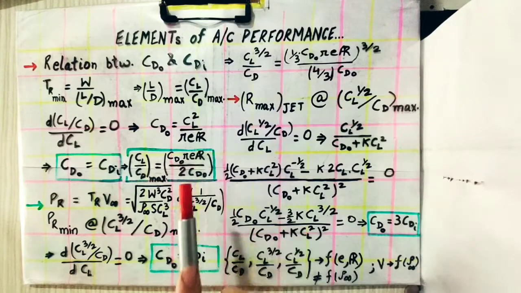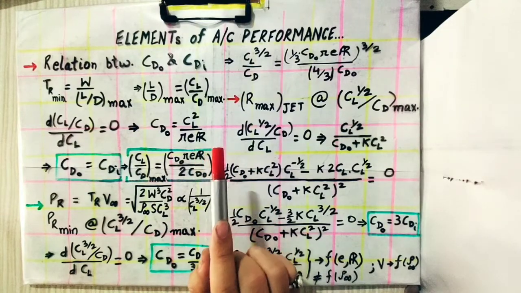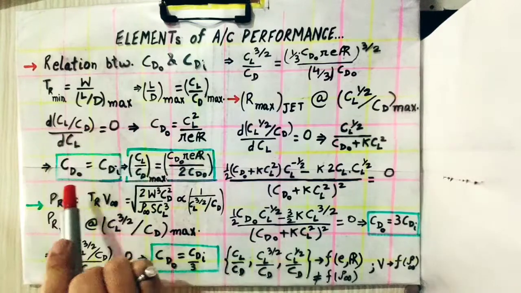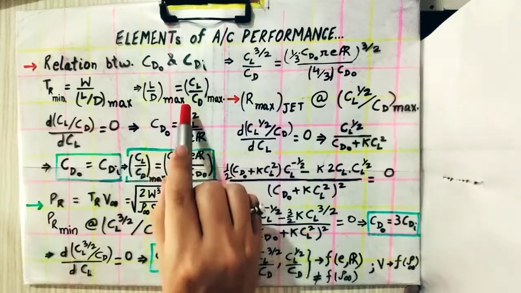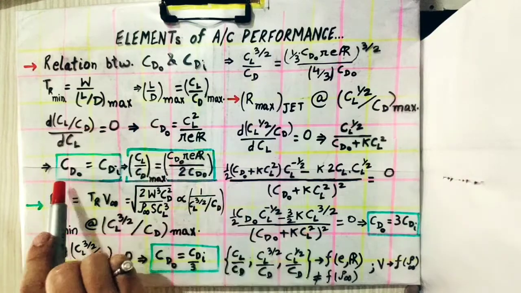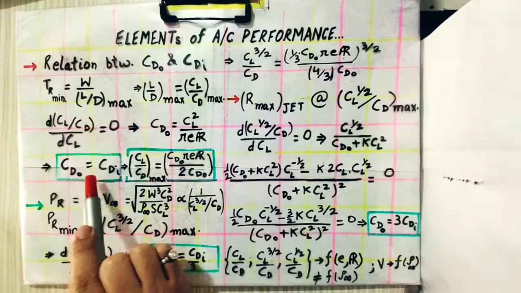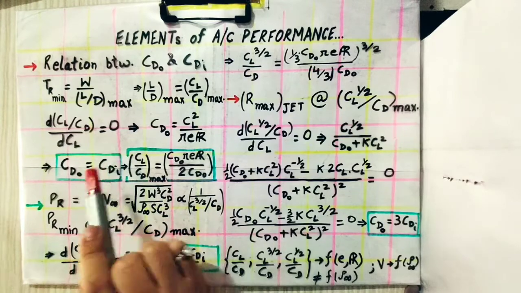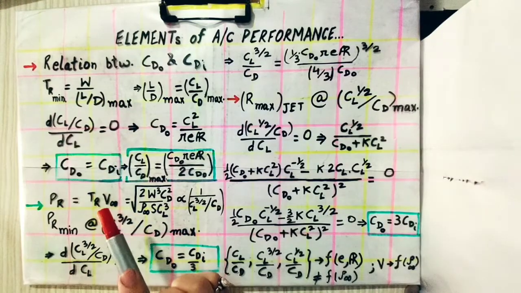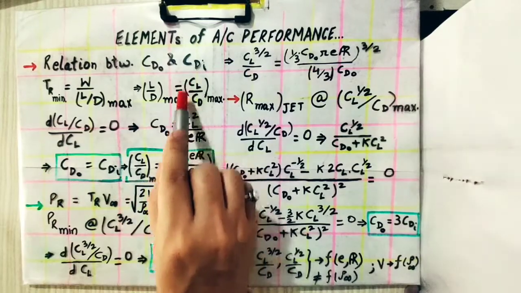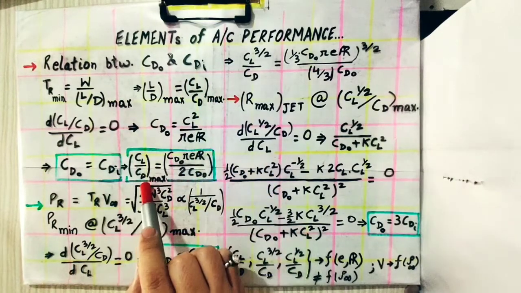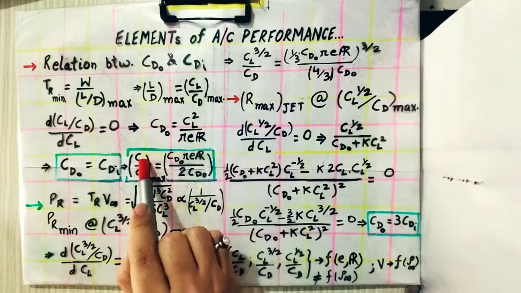It's because the lift is inducing drag, and from this calculation we get to know that thrust required will be minimum at CL by CD max. So when the coefficient of drag for zero lift is equal to the coefficient of drag for the lift producing elements, then the aircraft will be flying at minimum thrust required, where CL by CD is maximum.